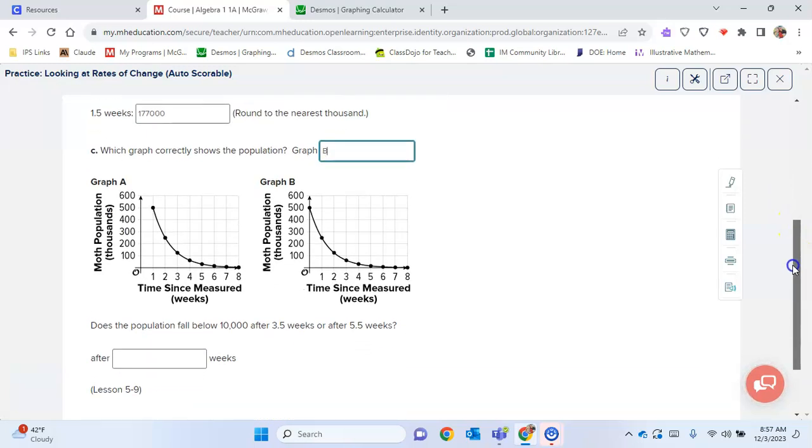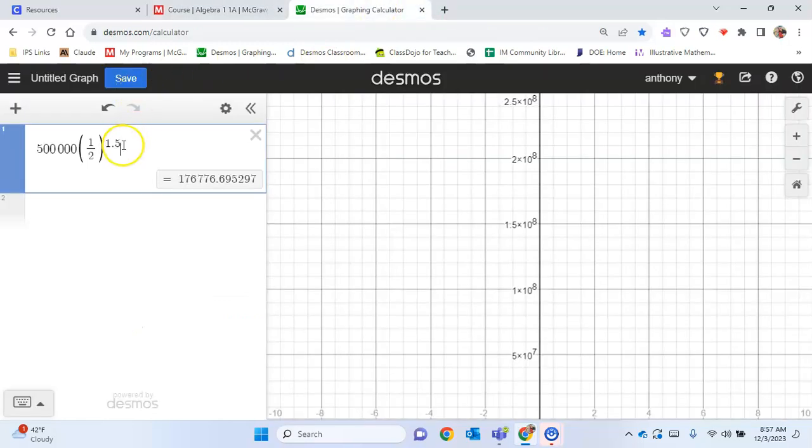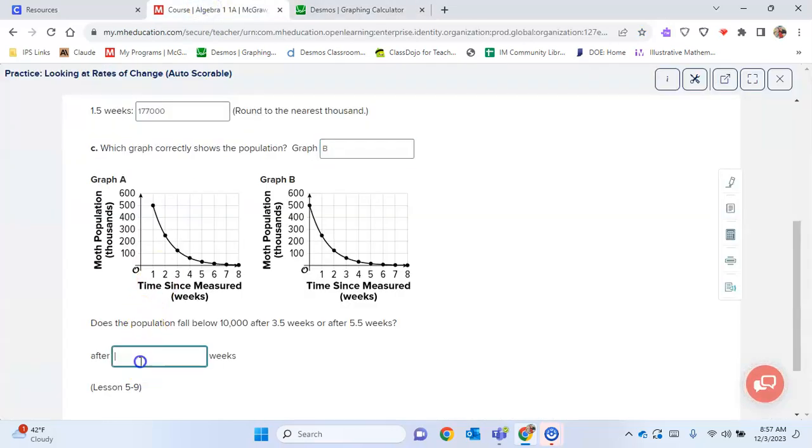Does the population fall below 10,000 after 3.5 weeks? Nope. That's 44,000. At 5.5 weeks, well, it's not below 10,000 yet, but after it would be. They should have said after 6 weeks.